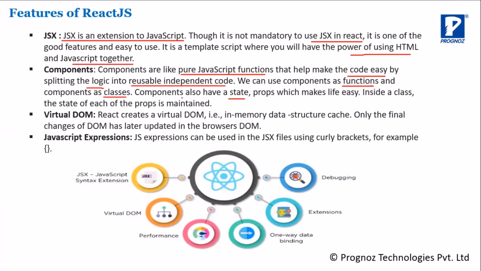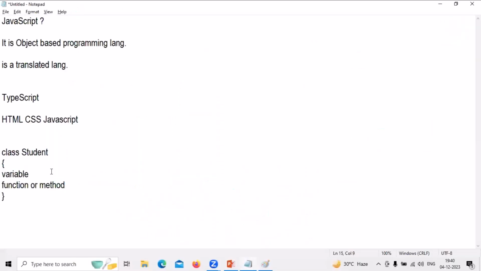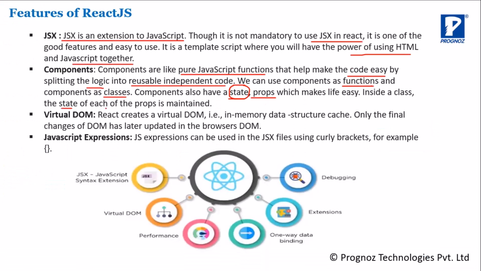And if I am creating any component, it consists of state or properties. State and properties we can simply say are like variables, and they make it easy to develop the application. So inside a class we define the state, meaning the variable we are going to define inside a class. Just as I define a variable inside a class, inside a class component also I need to declare the state, and the state of each of the props is maintained.